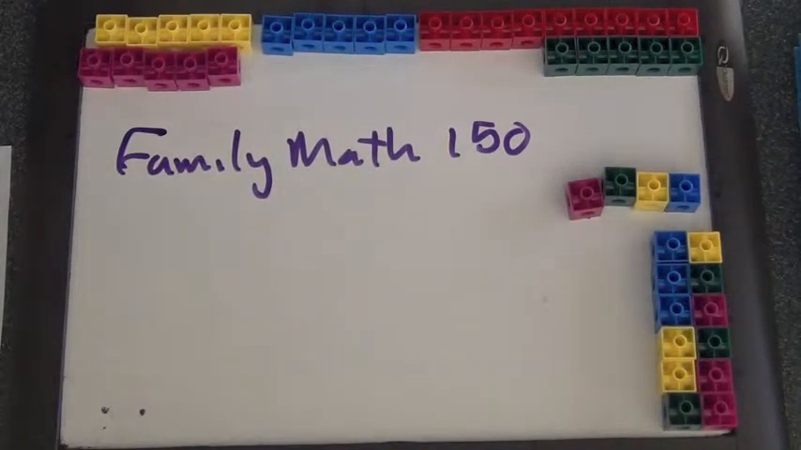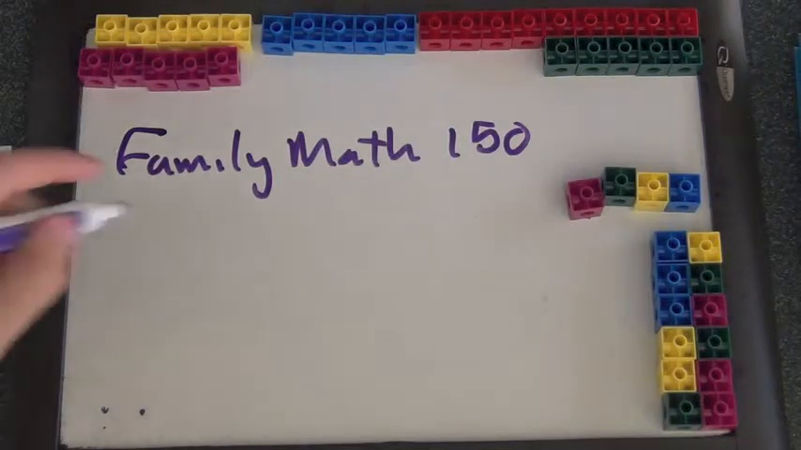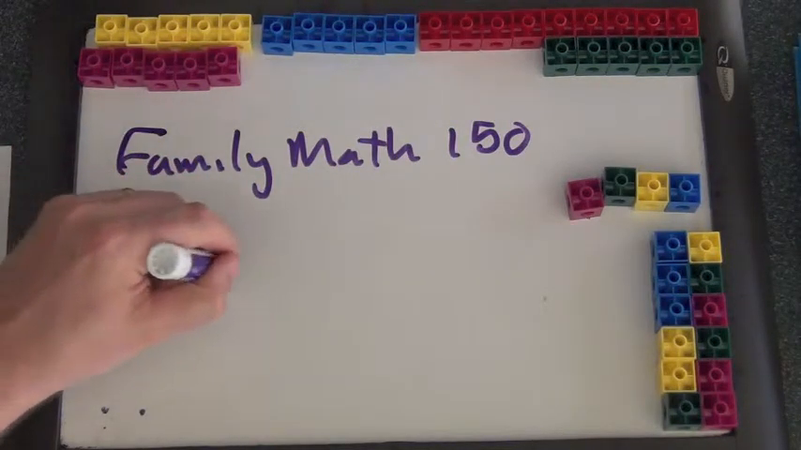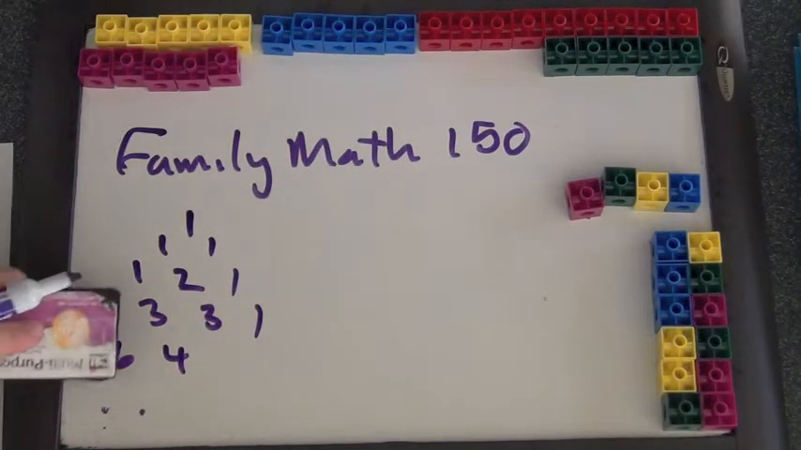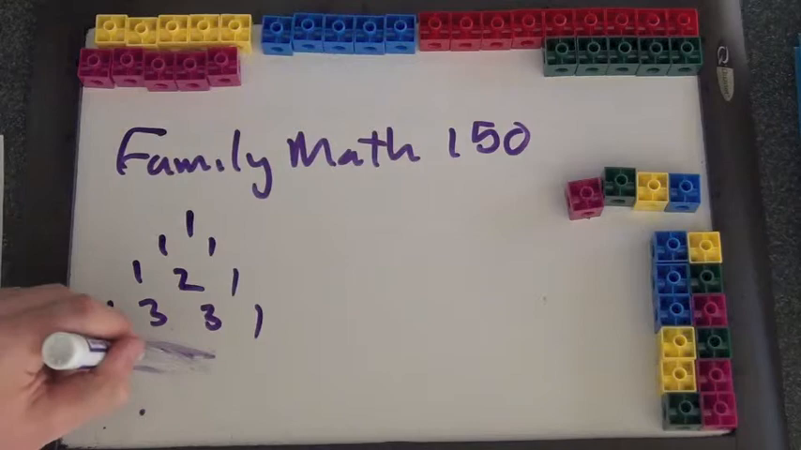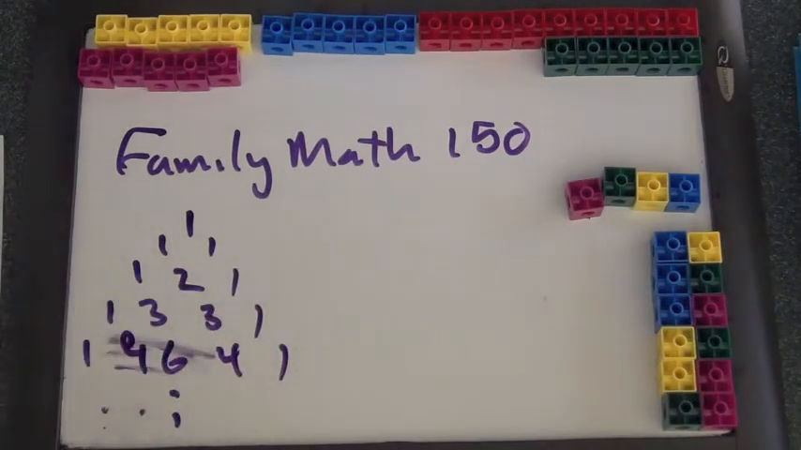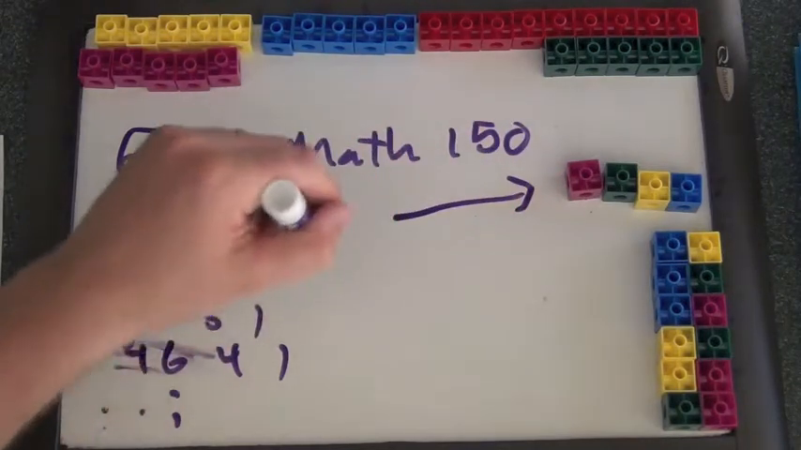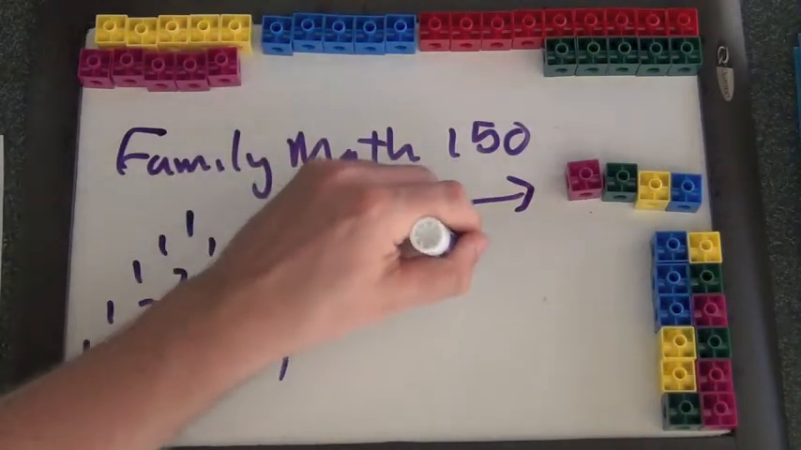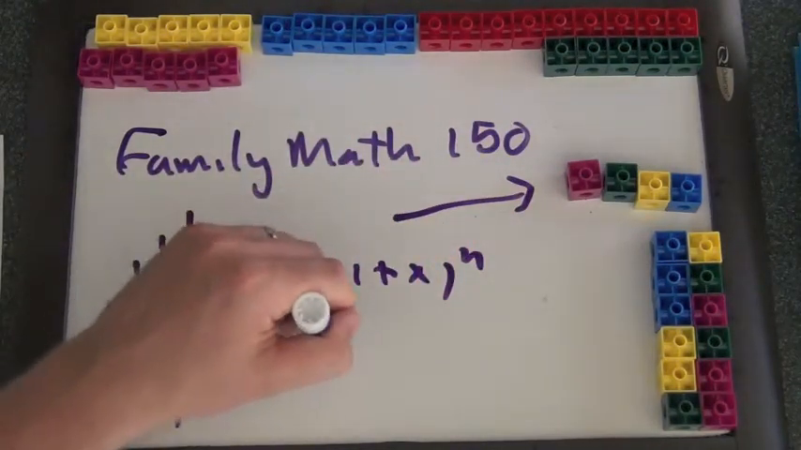Family Math number 150. So yesterday we talked about some fun relationships between Pascal's triangle: 1, 1, 1, 1, 2, 1, 1, 3, 3, 1, 1, 4, 6, oops, 1, 4, 6, 4, 1, and counting blocks, polynomials, and binary. Remember the binary relationship?